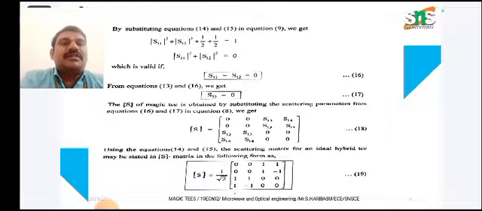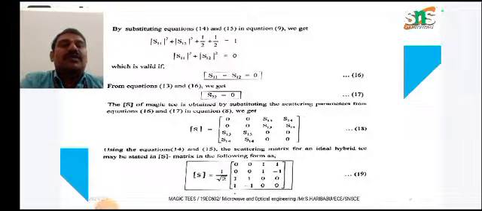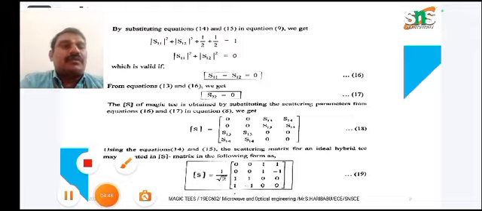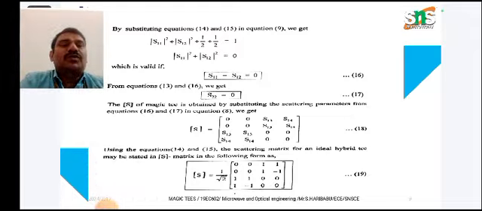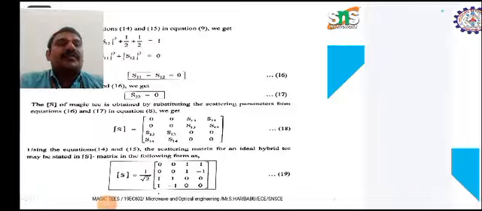The S matrix of the magic T is obtained by substituting the scattering matrix parameters from equations 16 and 17, that is from equation 18. So the scattering matrix is equal to 1 by root 2 times the matrix: 0 0 1 1, 0 0 1 minus 1, 1 1 0 0, and 1 minus 1 0 0. Like this the equations have been substituted and the scattering matrix is obtained.